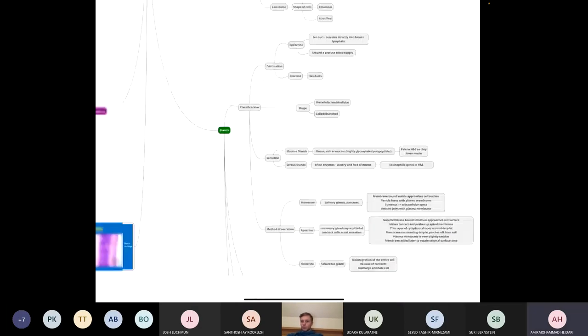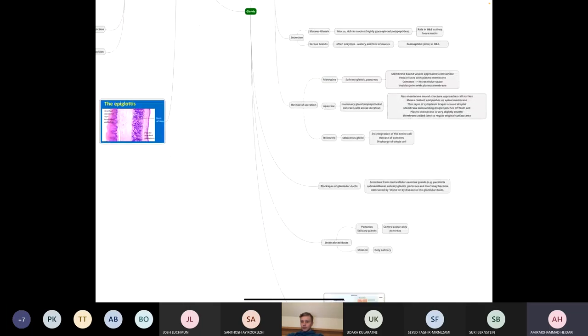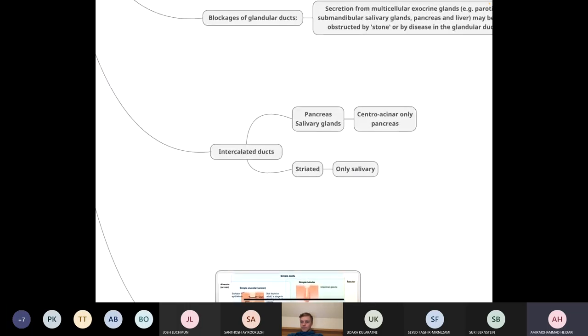Okay. So you can read about glands on your own time. It's not very complicated. But basically, I would like to just focus on one fact here, intercalated ducts. If you're confused about intercalated ducts, then this might help you. So intercalated ducts are ducts that come a bit into the actual acinus, the actual part that secretes.